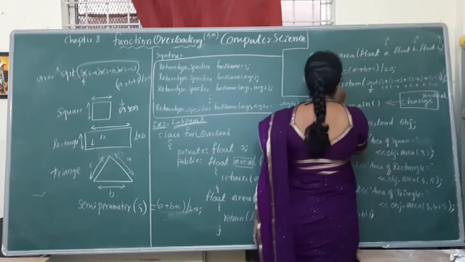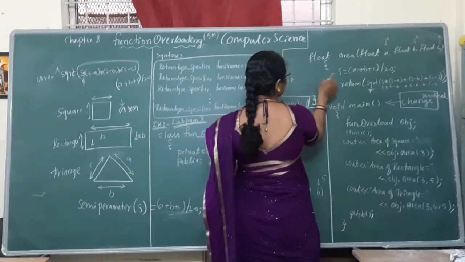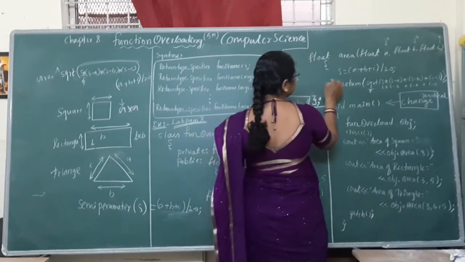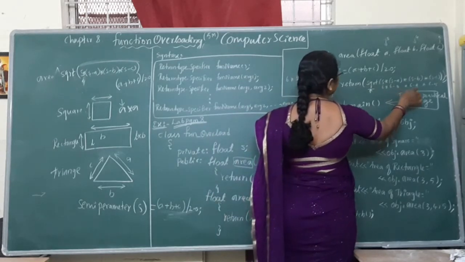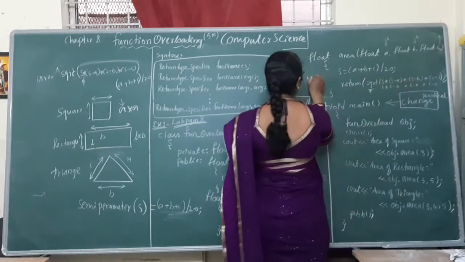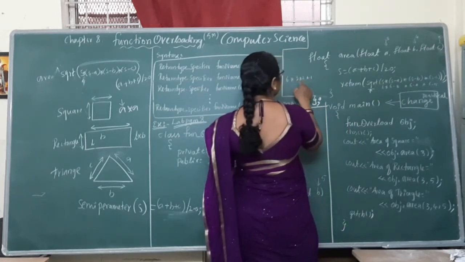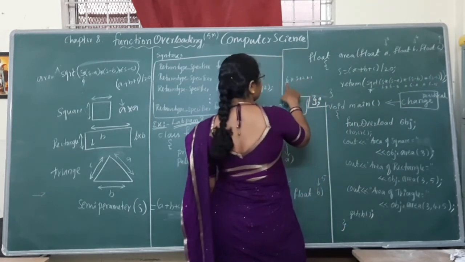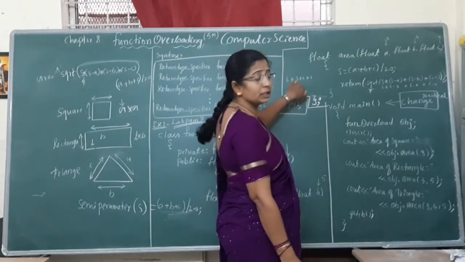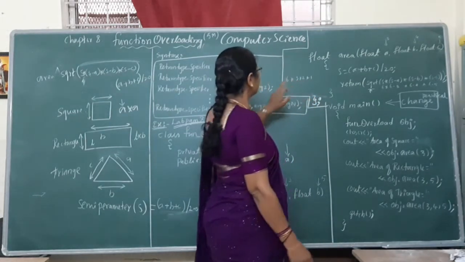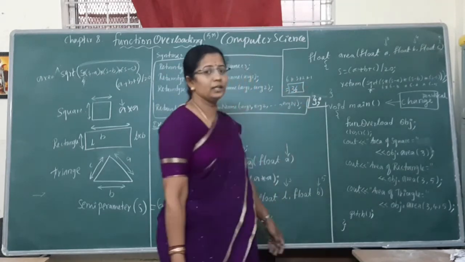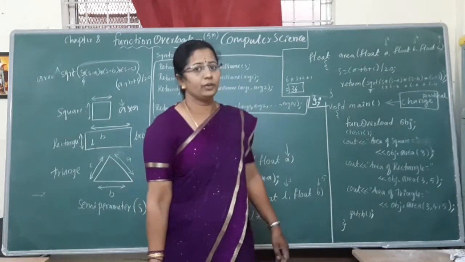What will you get? 6 into 6 minus 3. 6 minus 3 you will get 3, 6 minus 4 you will get 2, 6 minus 5 you will get 1. So these values: 1 into 2, 2; 2 into 3, 6; 6 into 6, 36. You will get the area of this triangle as 36. Did you get this, students?